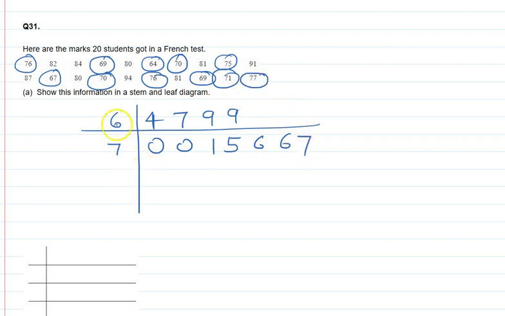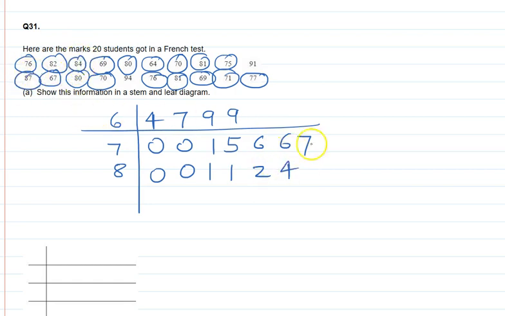Now the next one is 80, so 8 and 0. Is there any other 80? Yes, there's another 80. Then 81. Is there any other 81? Yes, there's one more 81. Then 82, and then 84, and then 87, and the last ones left are 91 and 94.